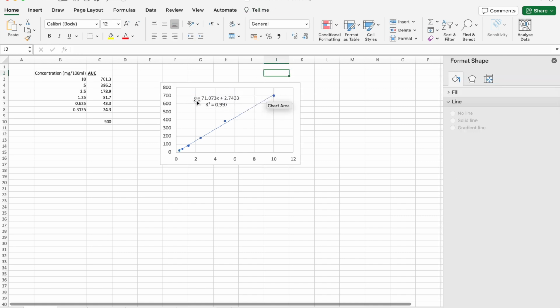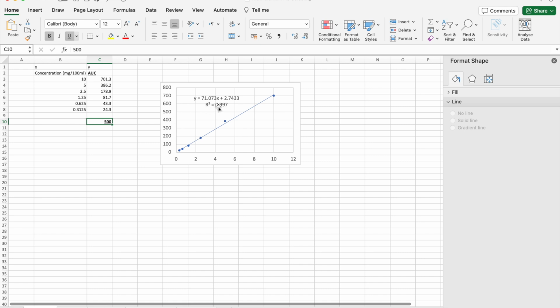The equation of the line allows me to translate any of these y values that I'm going to determine experimentally into an x value. The x is concentration, and y is area under the curve. So if I have any y value, then using this equation, I can transform it into an x.